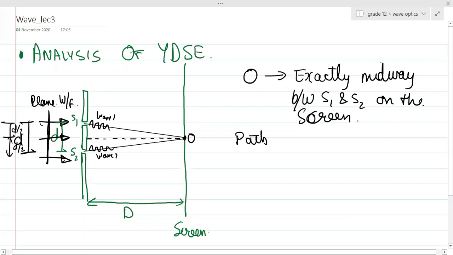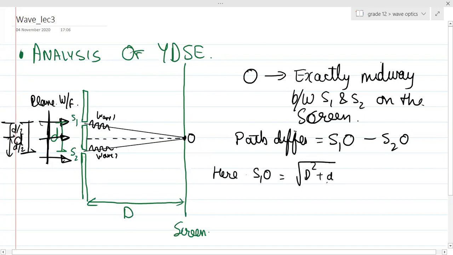If I calculate the path difference between them, what will it be? Path difference will be the difference in the paths. So can I say S1O is the path traveled by wave 1 minus S2O, the path traveled by the second wave, right? Now, can you see this particular distance S1O and S2O? They both are equal, right? Here S1O is equal to under root of D square plus (d by 2) whole square, and S2O is also the same thing by Pythagoras theorem, right?